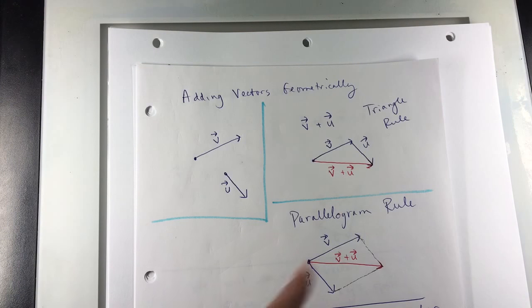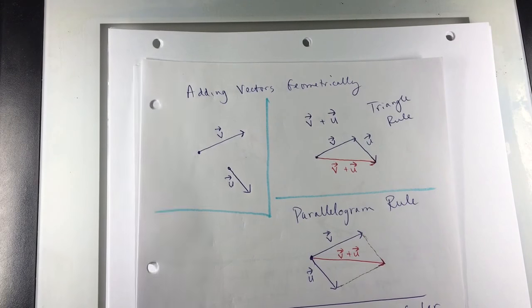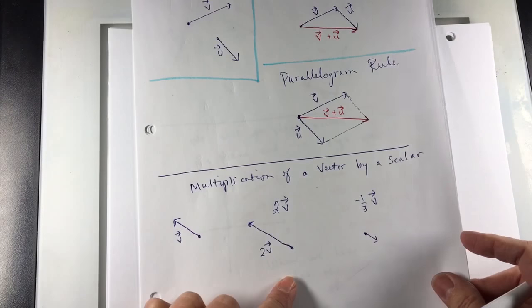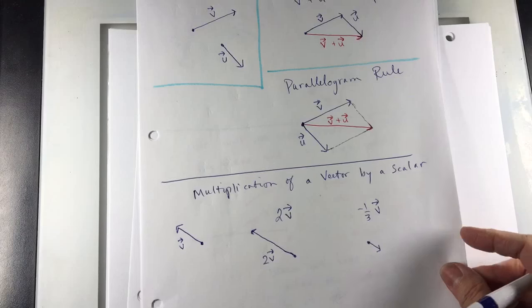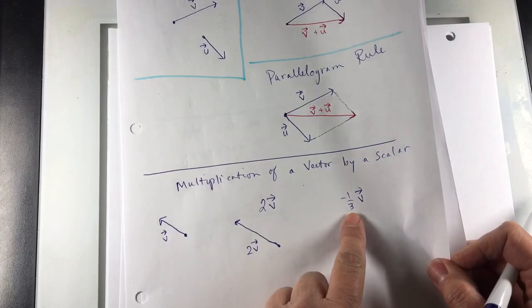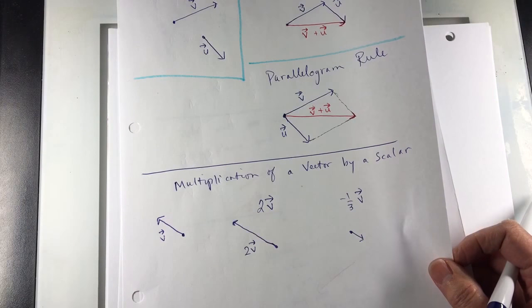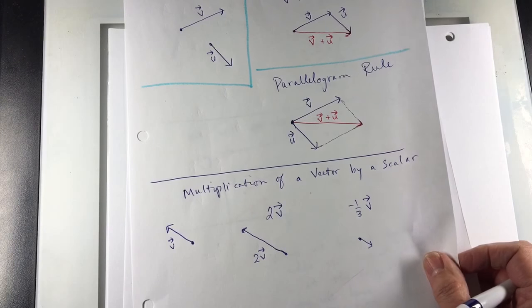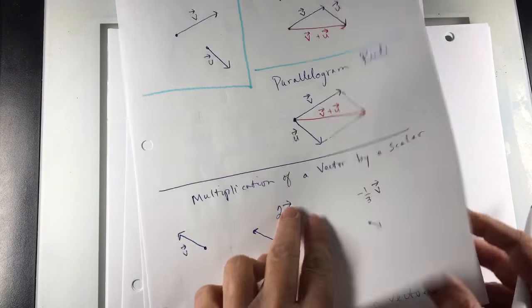And we did adding vectors geometrically, triangle rule, parallelogram rule. Multiplication by a scalar affects the length of the vector. If it's a negative number, then it's going to point the vector in the opposite direction from what it was pointing.